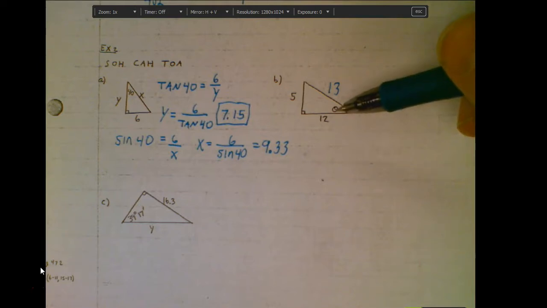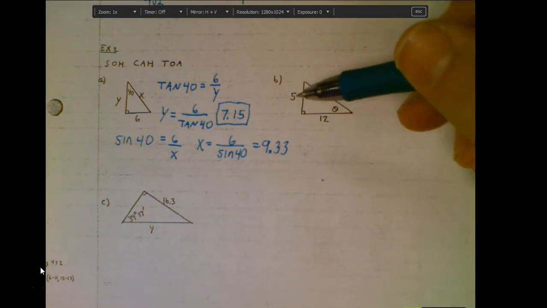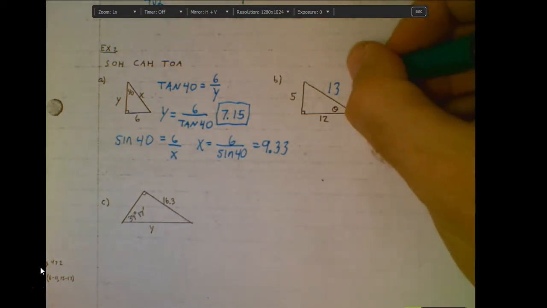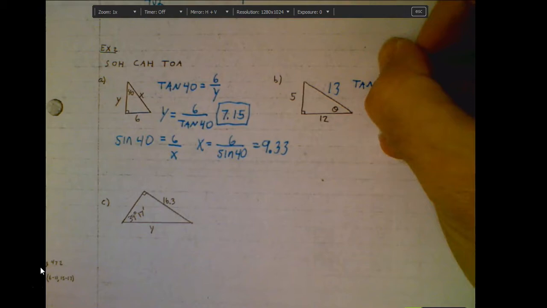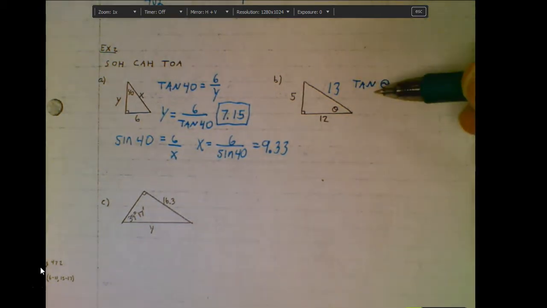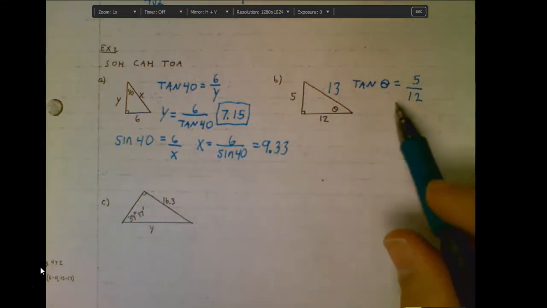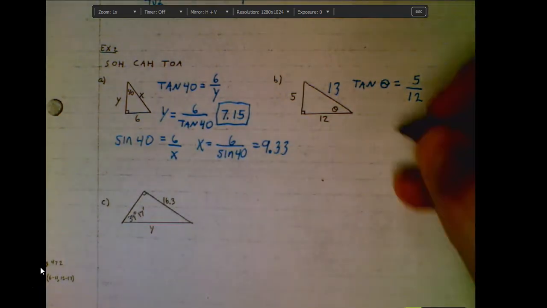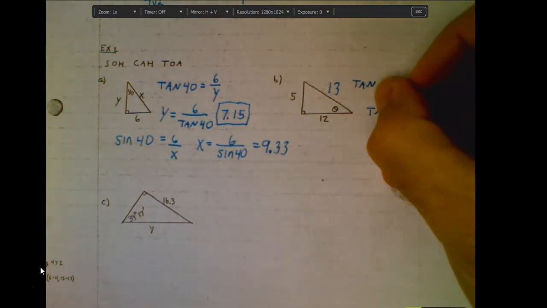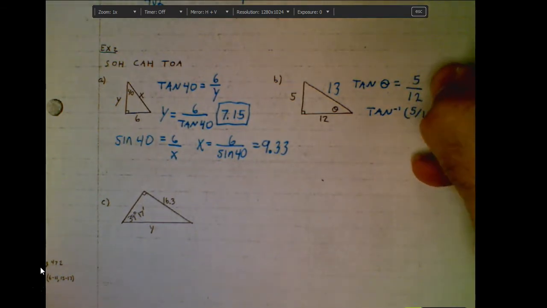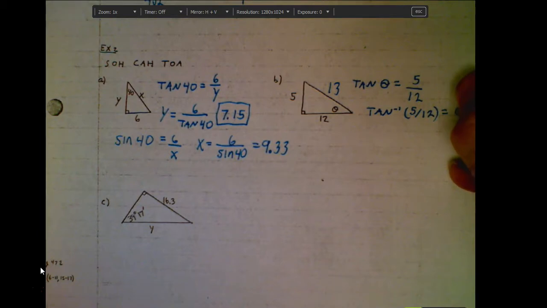And so from here, I know that tangent is the one that works with the opposite leg and the adjacent leg. And so we're going to say tangent of theta. That is now our unknown. Remember, trig ratios always go with an angle, and the side lengths go on the other side. Well, how do we solve for a missing angle? We simply take the inverse function, so the inverse tangent of 5 over 12 is going to allow us to solve for theta.